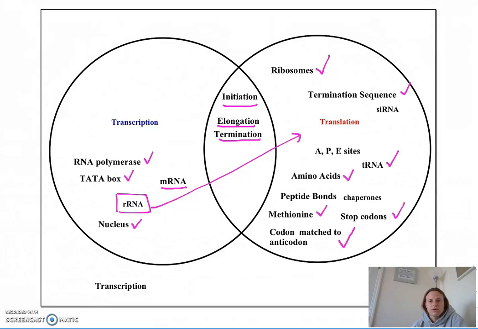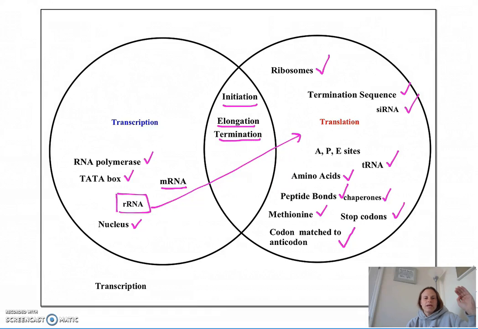Our amino acids are going to be able to form a chain, a polypeptide, using peptide bonds between each one of those amino acids. And chaperones are going to help that protein fold into its appropriate structure. Now, I can actually prevent translation from happening or stop translation as a method of gene regulation using what's called siRNAs. So I hope you guys found that comparison of replication and transcription versus transcription and translation helpful.